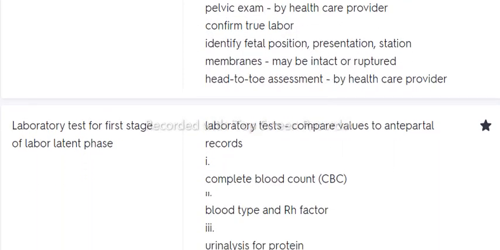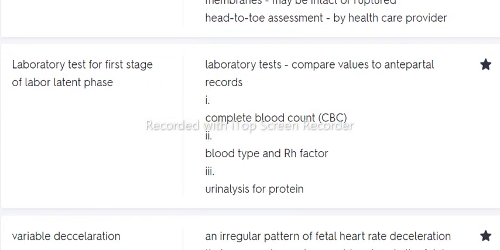Laboratory test for first stage of labor, latent phase. Laboratory test: compare values to antepartal records. 1. Complete blood count. 2. Blood type and Rh factor. 3. Urinalysis for protein.